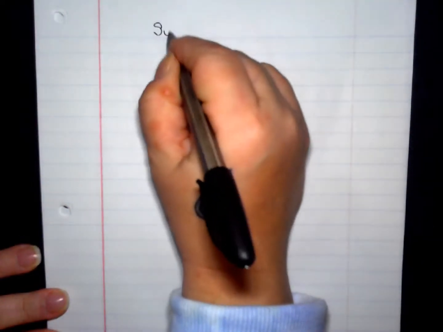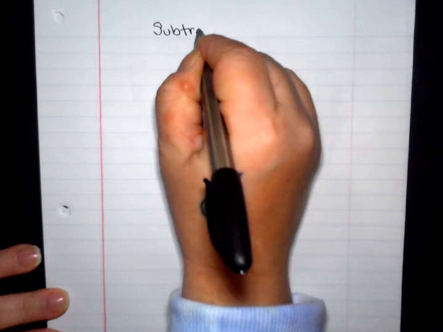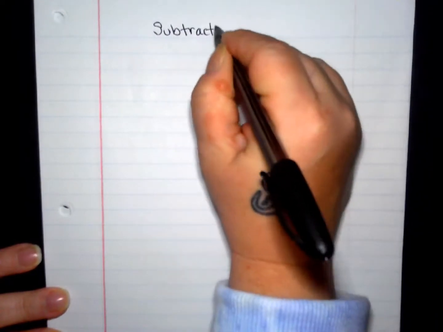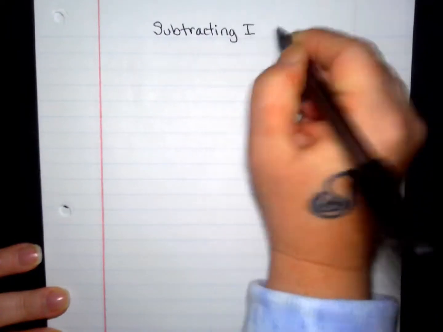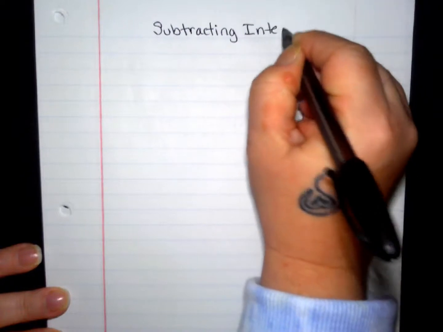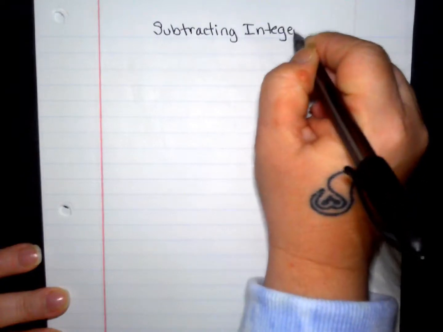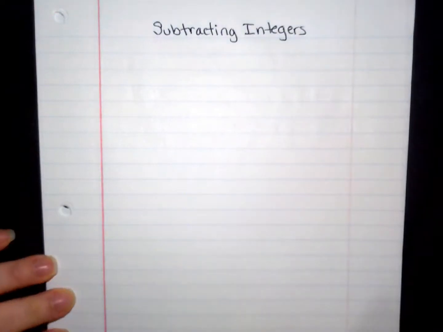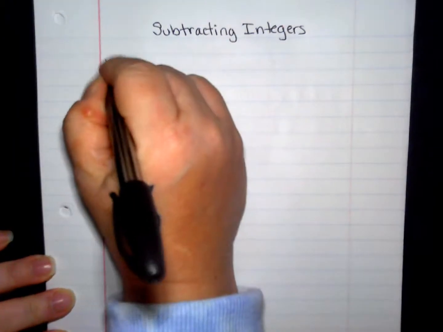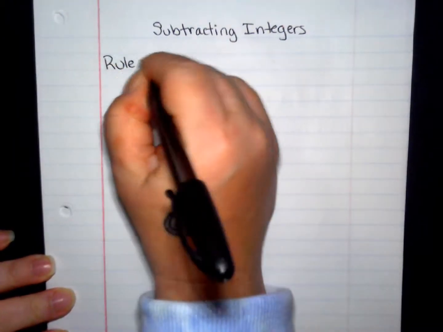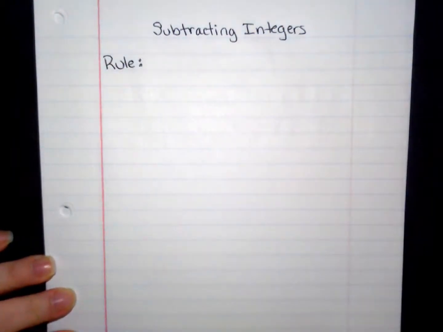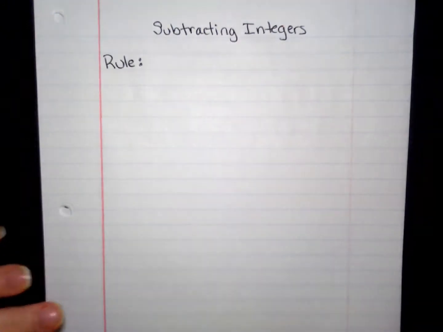Hi everyone. So yesterday we talked about subtracting integers, but we did it with integer chips and we modeled. Today we are going to actually look at the rule for subtracting. Okay? So our rule, remember, a math rule is something that works every time, no matter what.